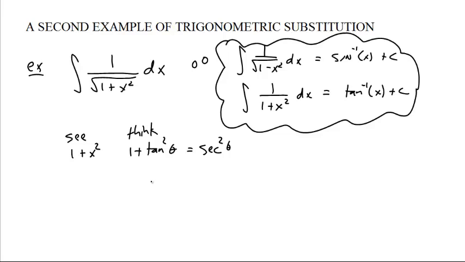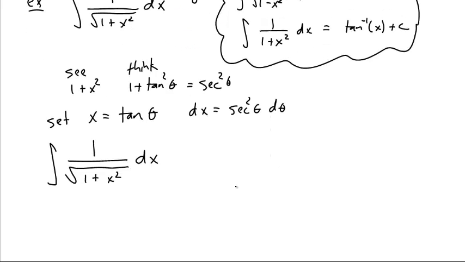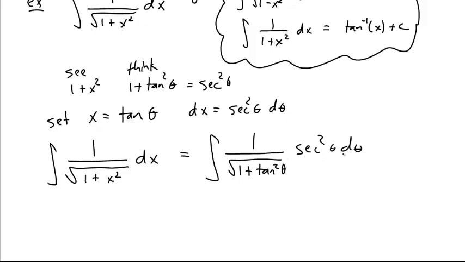No, we have to do trigonometric substitution, and we're going to try to turn this x into a tangent of theta. And if x is tangent of theta, then dx is the derivative of this, secant squared theta d theta. So the integral that we have, the integral of 1 over the square root of 1 plus x squared dx, becomes the integral of 1 over the square root of 1 plus tangent squared of theta, and the dx becomes secant squared of theta d theta.